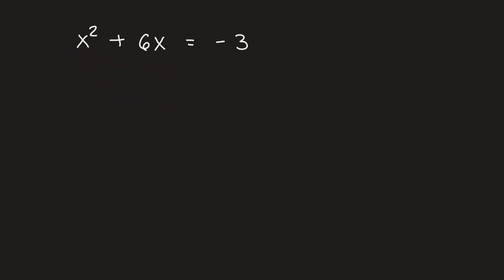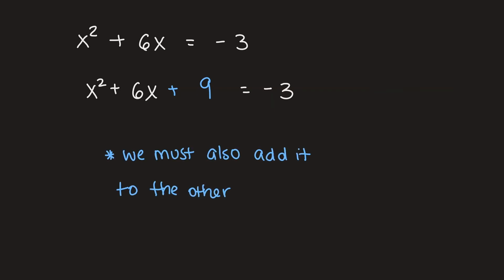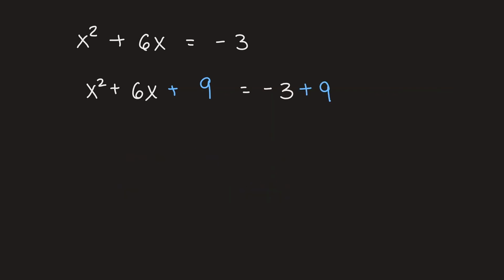So we want to complete the square for x squared plus 6x in order to make this a perfect square trinomial. And the constant that will make this a perfect square trinomial is 6 over 2 quantity squared, which gives us 9. Therefore, adding 9 to this expression will complete the square and make this a perfect square trinomial. And since we're adding 9 to one side of the equation, we must also add it to the other side. We need to keep the equation balanced.